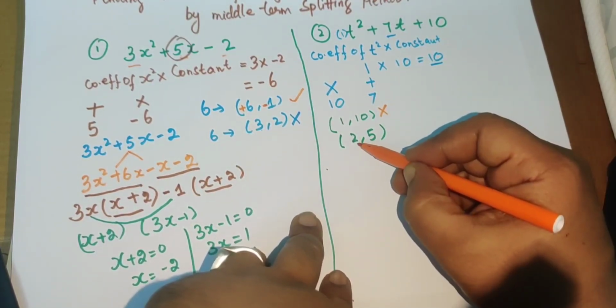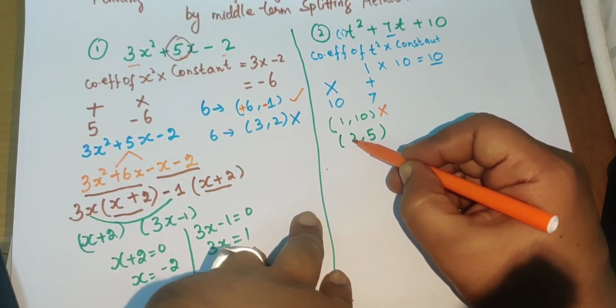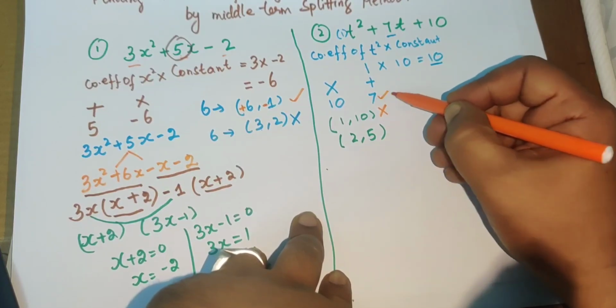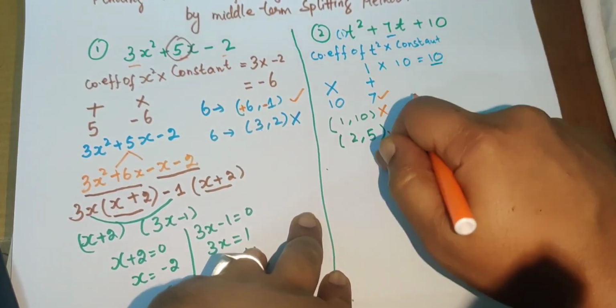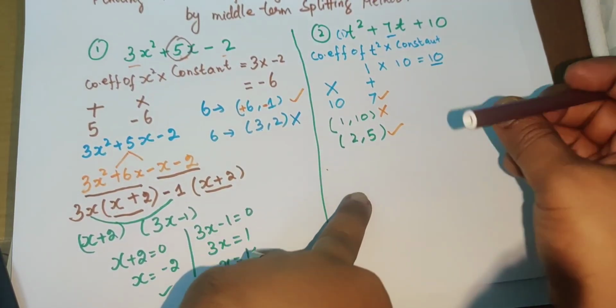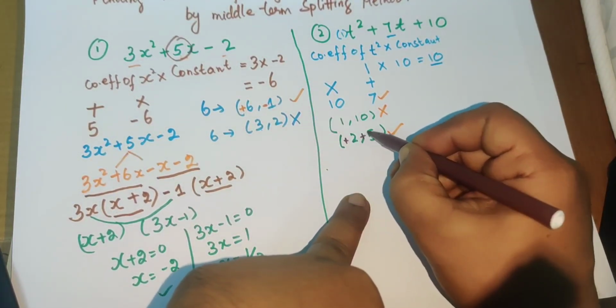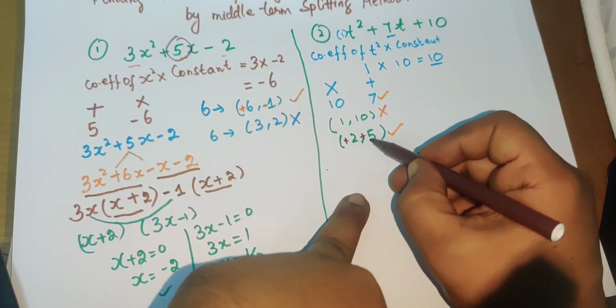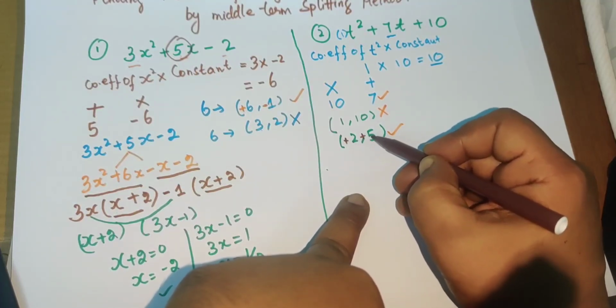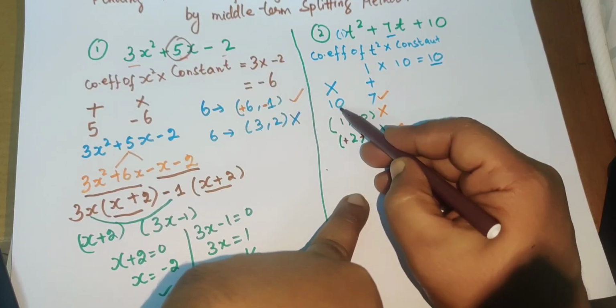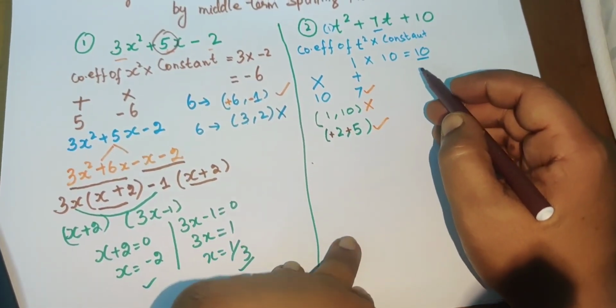You can see that 2 plus 5 is 7, and 2 into 5 is 10. So this is the correct pair for this question. Kindly note, both are positive, because positive 2 plus positive 5 is positive 7, and positive 2 into positive 5 is positive 10. So now we have almost done.